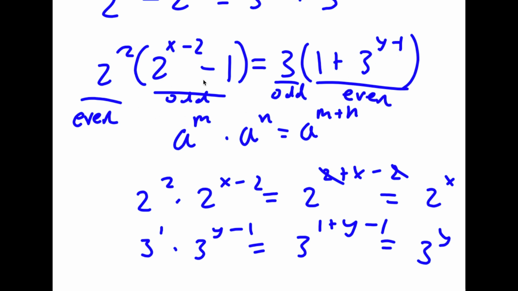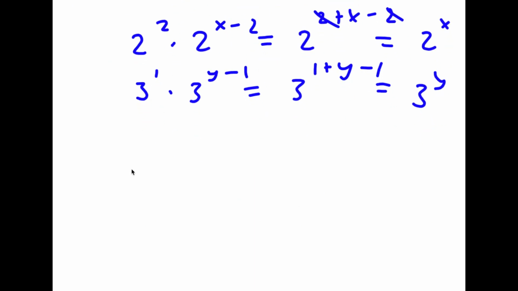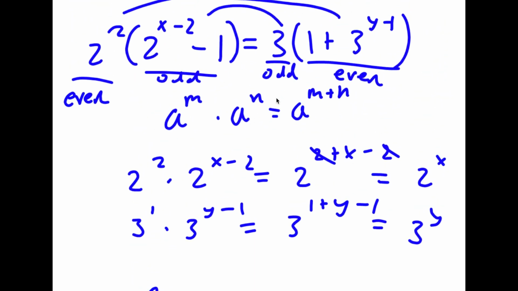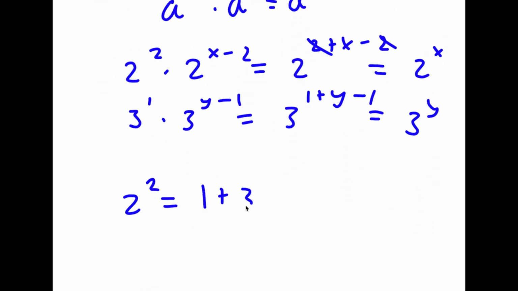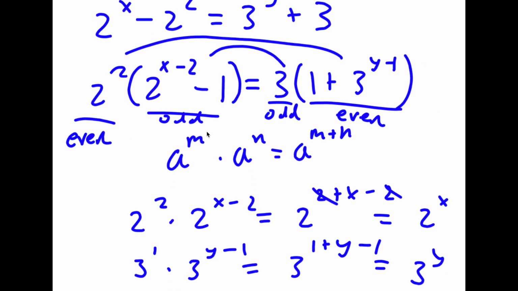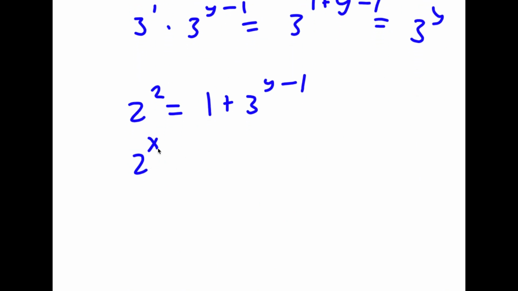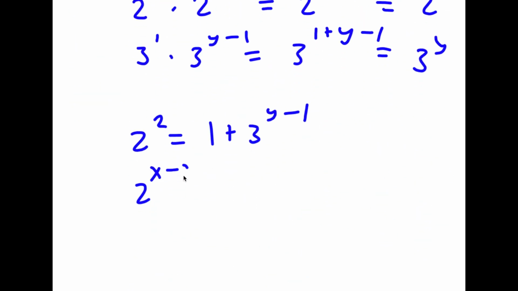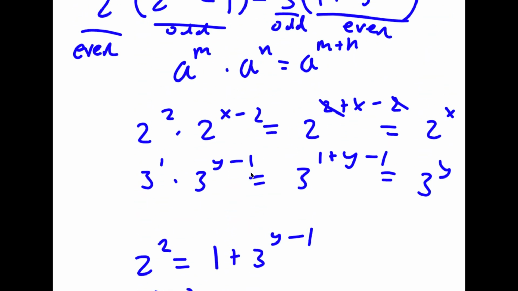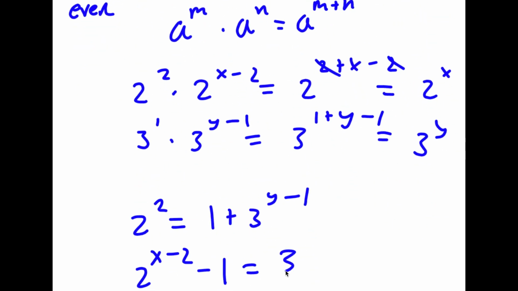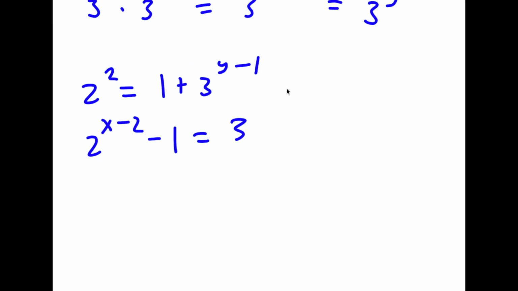So I have an even number times an odd number is equal to an odd number times an even number, meaning these two odd numbers are equal to each other, and these two even numbers are equal to each other. So I have 2 squared is equal to 1 + 3^(y-1), and I also have 2^(x-2) - 1 is equal to 3. So these are my two equations.